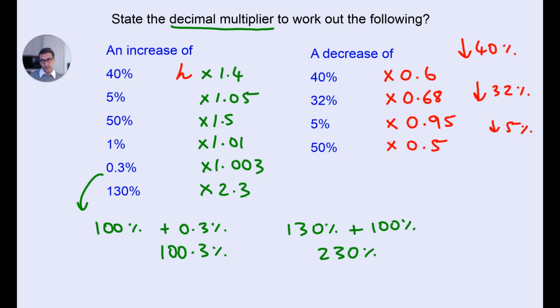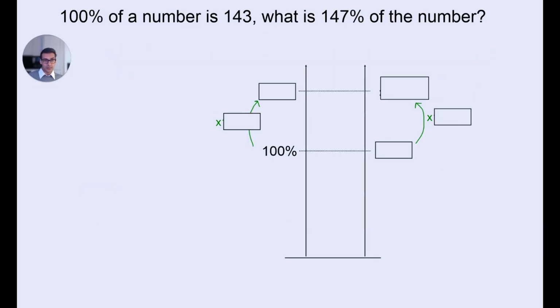Okay, using these skills, let's look at a question to do with reverse percentages. 100% of a number is 143. What's 147% of the number? So let's label this. We know that 100% is 143. Now if we're increasing by 47% to work out 147%, we're going to need to multiply by 1.47. We're going to multiply by 1.47 and you are going to get 210.21. Now you did this question as part of the starter questions, so this is just for your reference here.